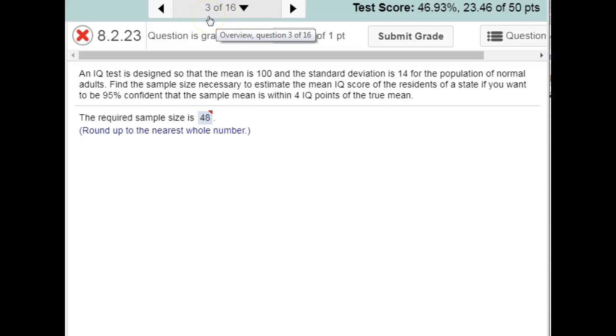This problem is about the distribution of IQ scores. We're given the mean and the standard deviation, and we want to find the sample size necessary to estimate the mean, the average IQ score, if we want to be 95% confident that the sample mean is within 4 IQ points of the true population mean.